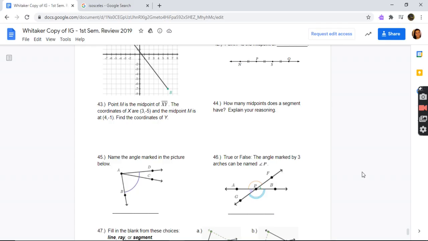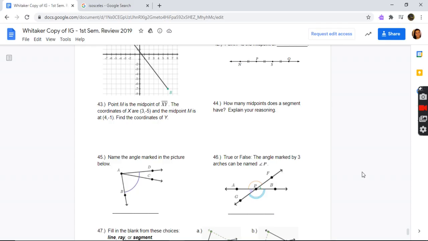Point M is a midpoint of XY. The coordinates of X are (3, -5), and the midpoint M is at (4, -1). Find the coordinates of Y. How many midpoints does a segment have? Explain your reasoning. Name the angle marked in the picture below.